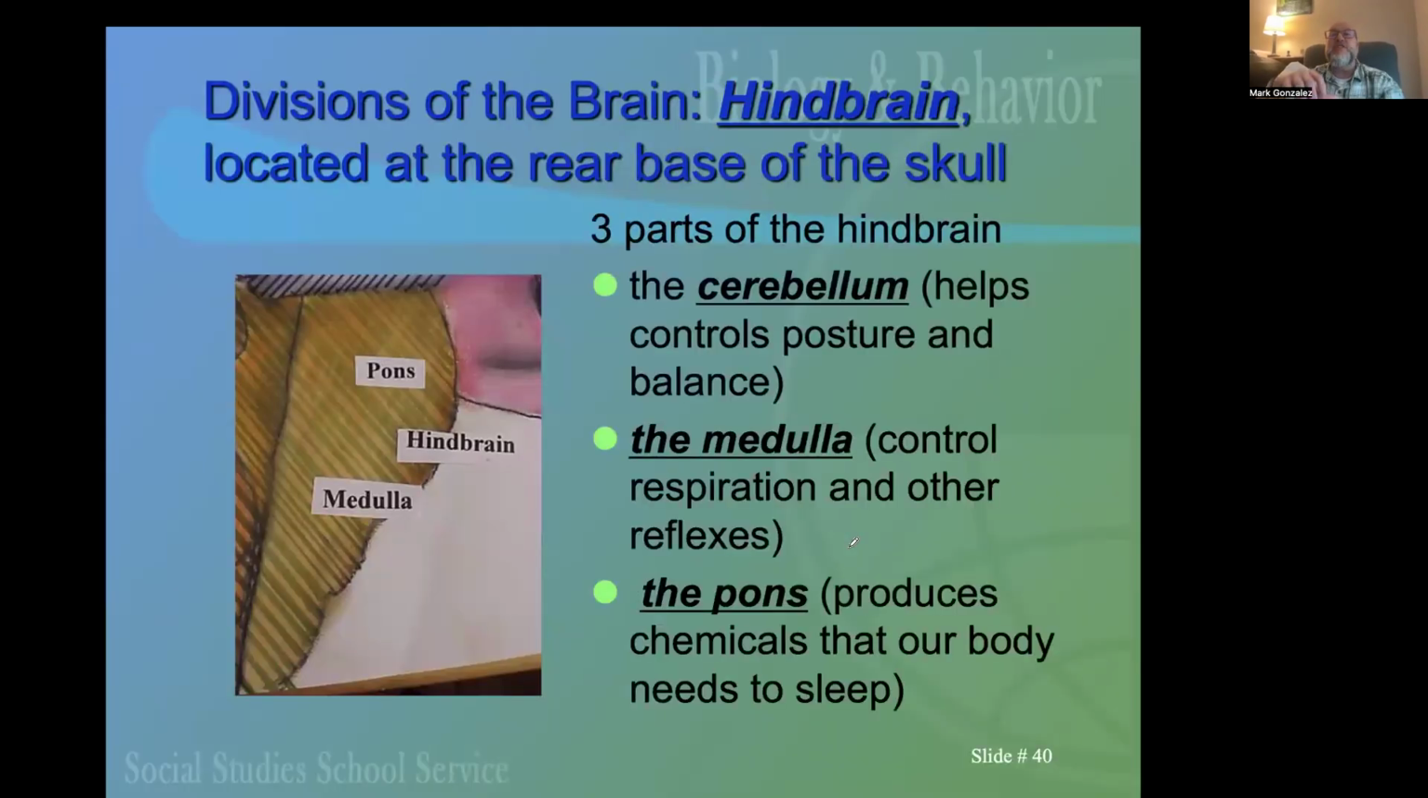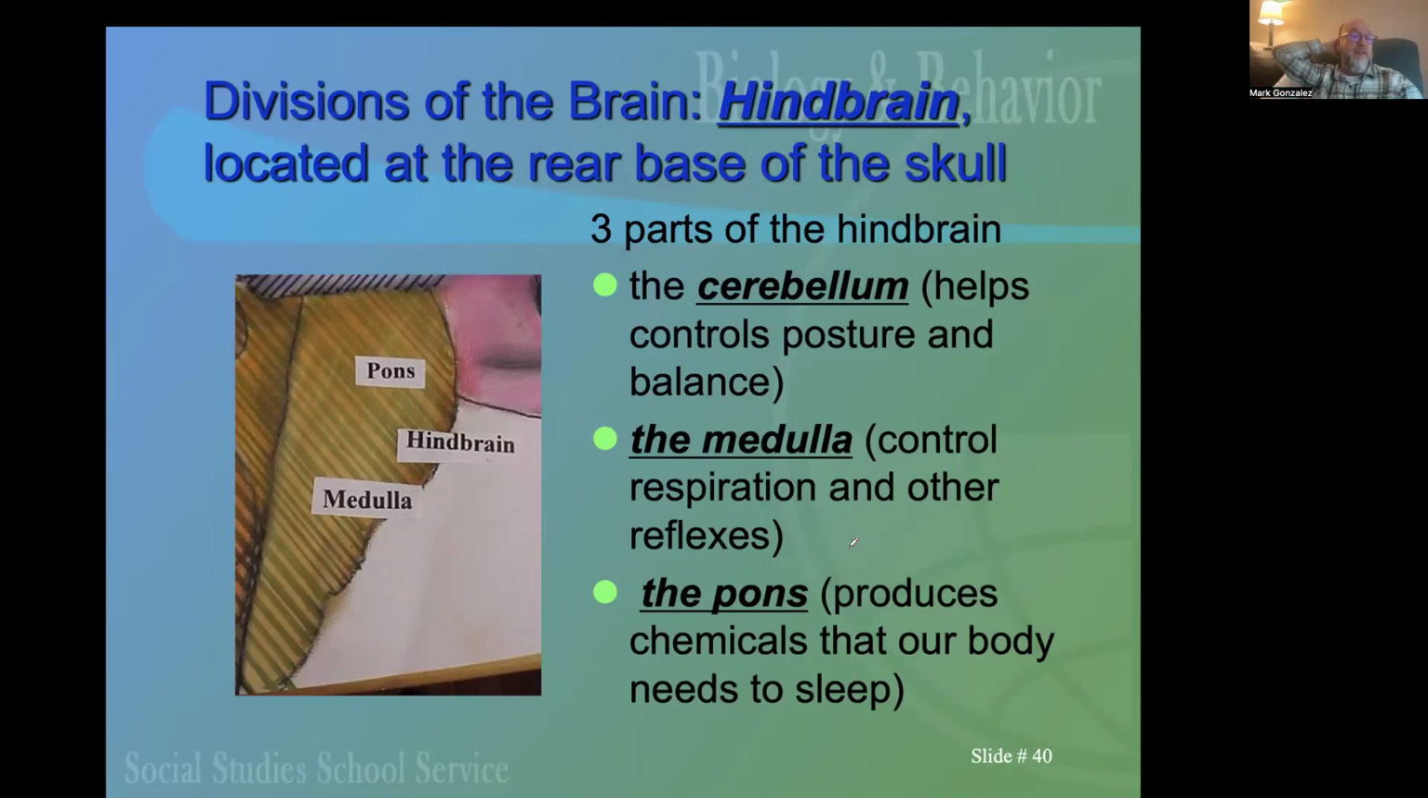All right, so let's actually get into the divisions of the brain. You have something that's called the hind brain, right? Located at the rear base of the skull, right back here. Basically, they found there's actually three major areas. There's a cerebellum, which is right in here. And I'll have my brain model in class that'll help you see it a little bit better.